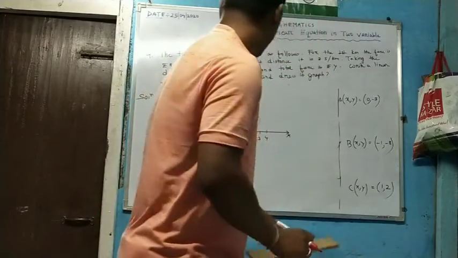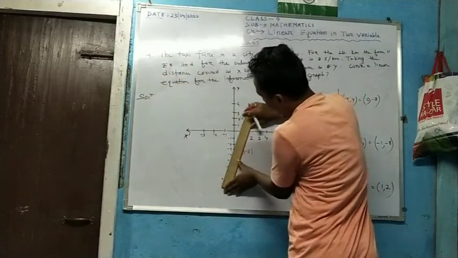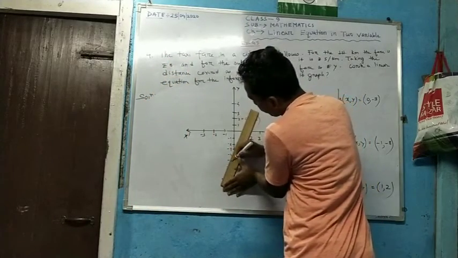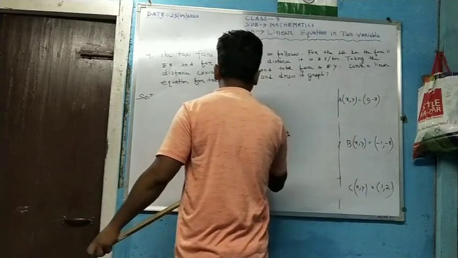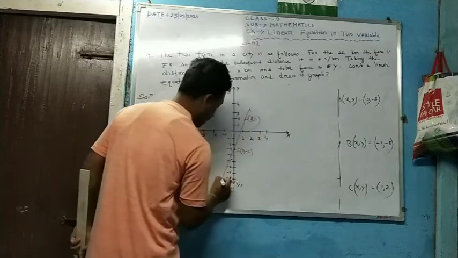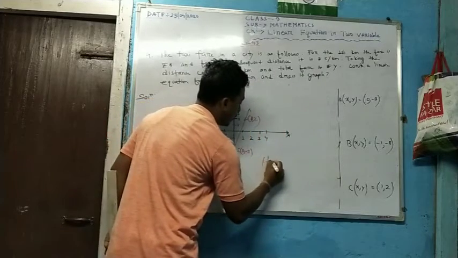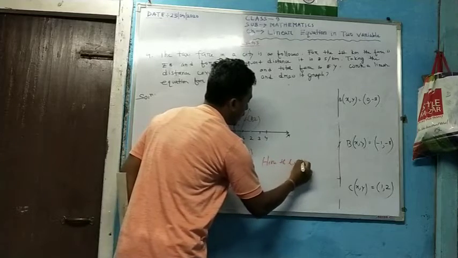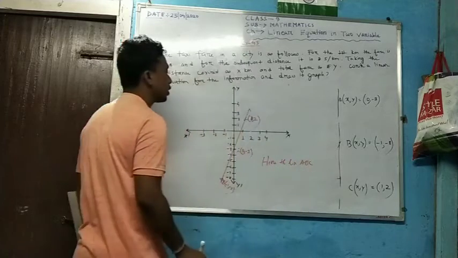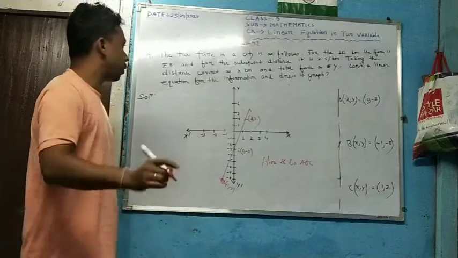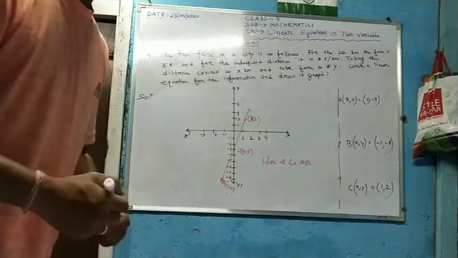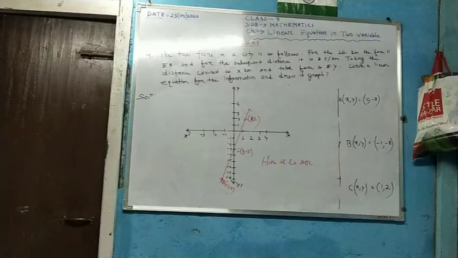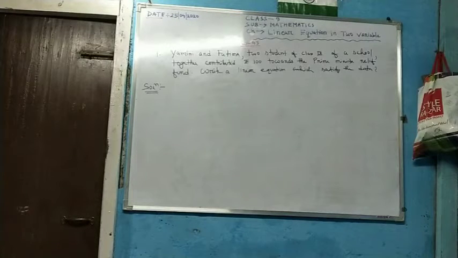Now just join these 3 points. This is the equation. I'll get the line in this position. Hence the line, you just write, hence the line A, B, C is the required graph of the following equation. Just pause the video and note it down in your notebook. Now we'll move on to the next question.